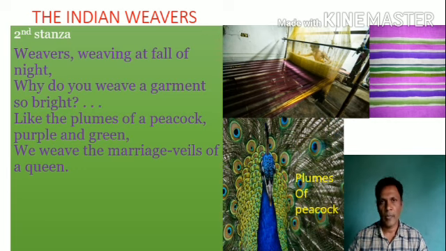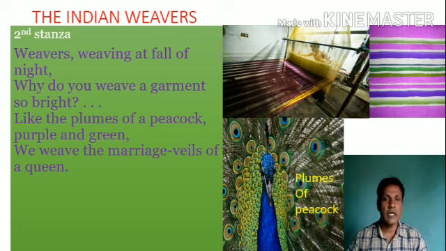The weavers answer that like the plumes of a peacock, purple and green, we weave the marriage veils of a queen. The garment looks very beautiful because there is a combination, a mingling of different colors like purple and green. Keep in mind that purple and green colors symbolize the sorrows and joys of life. These colors symbolize the unhappy and happy moments also. As there is a combination of different colored threads, the cloth becomes so bright, so beautiful, so attractive.